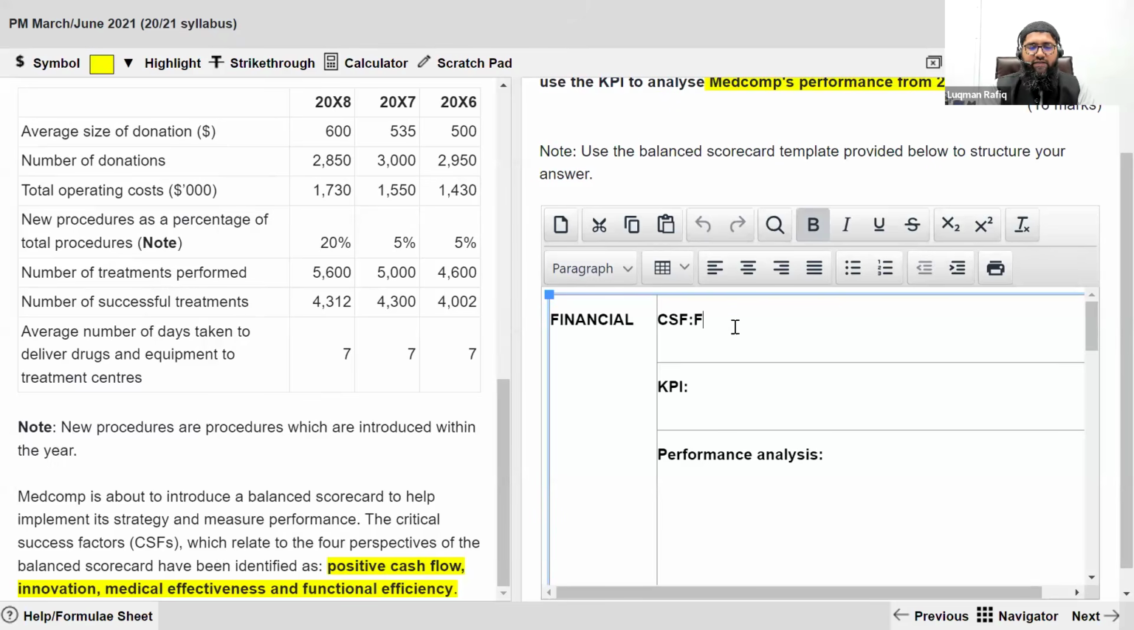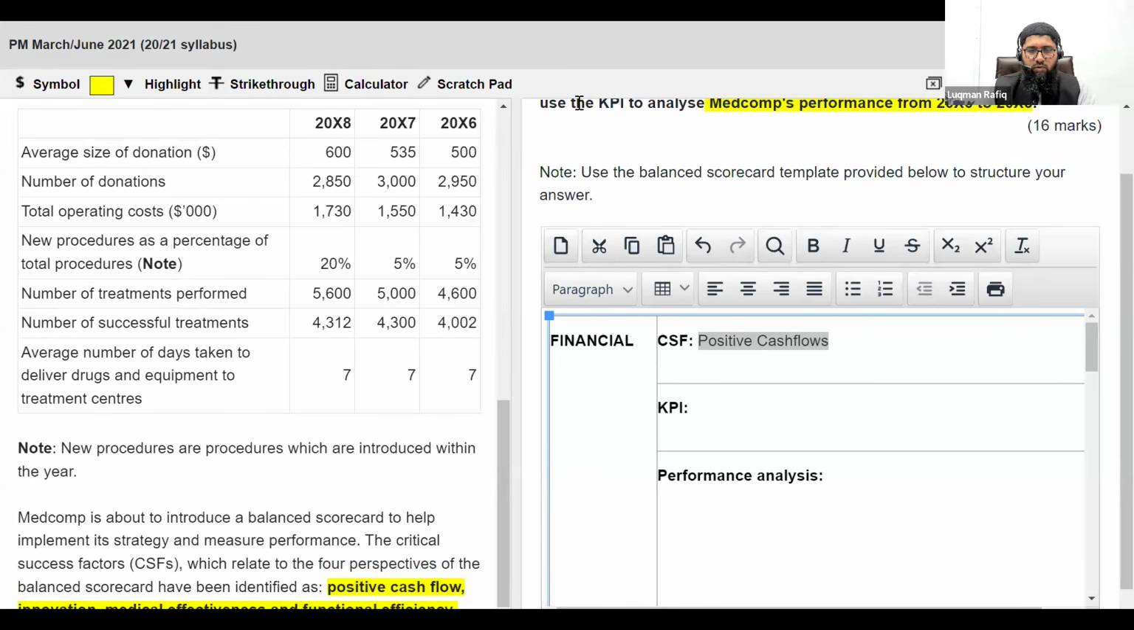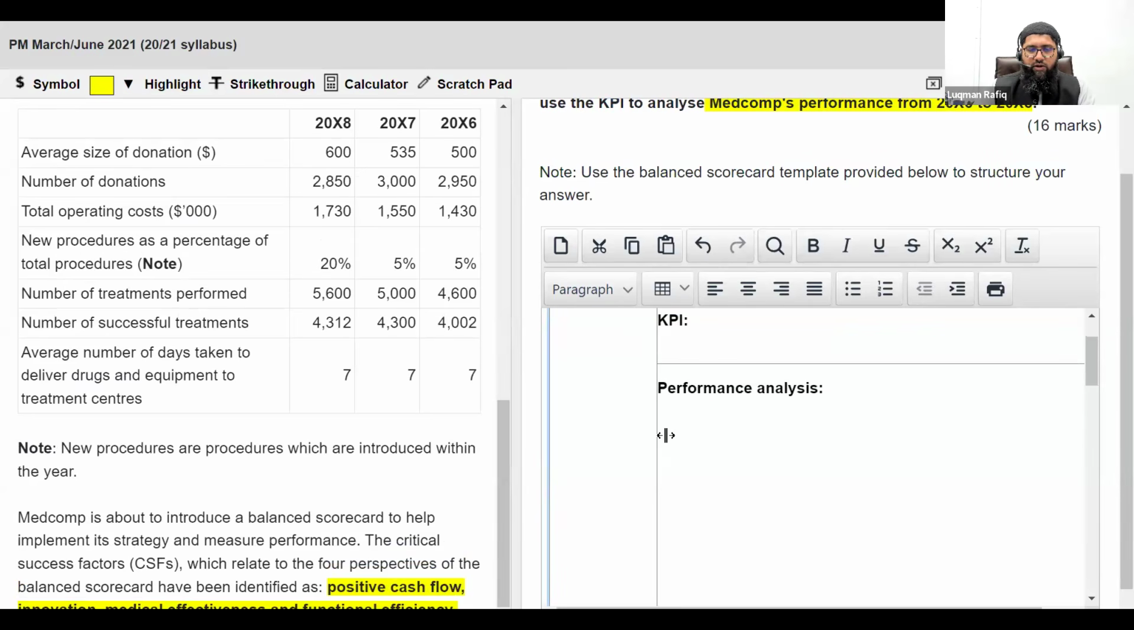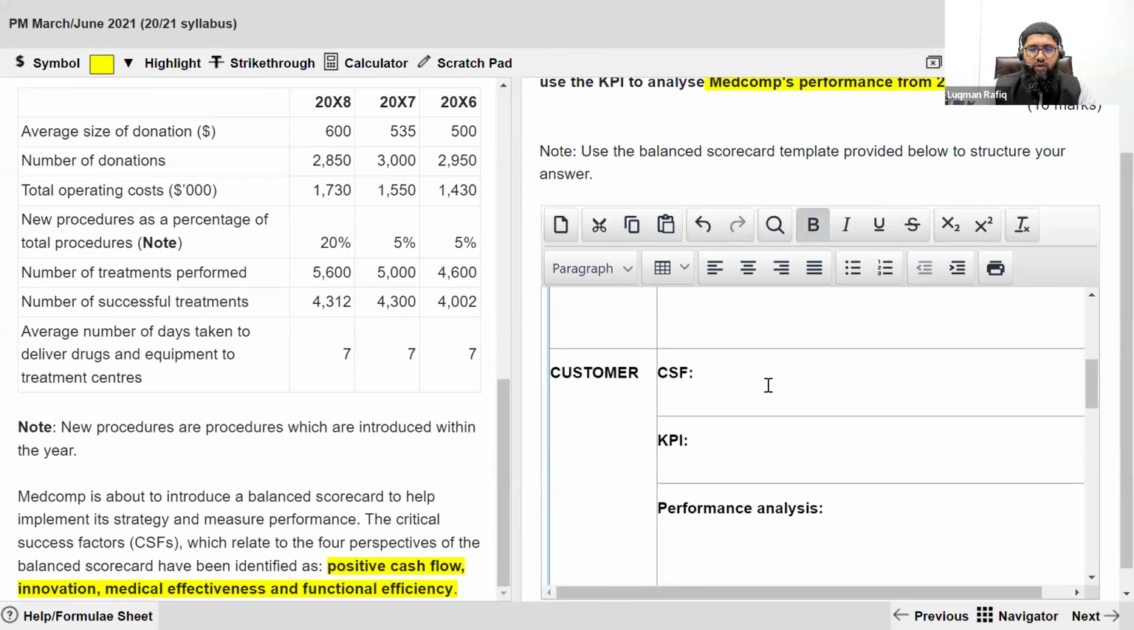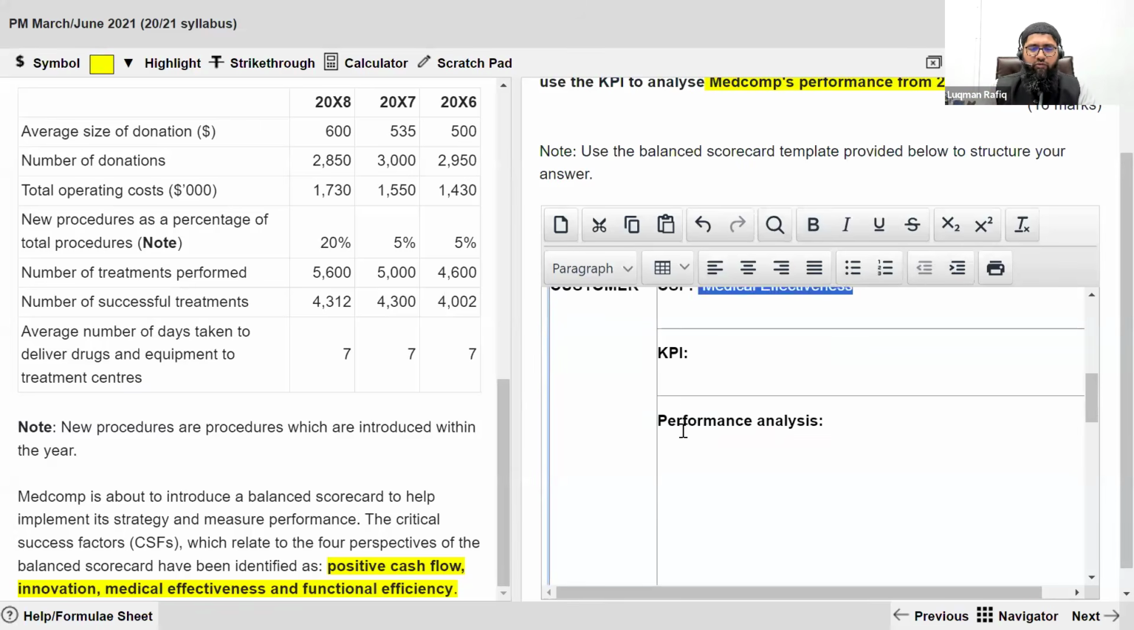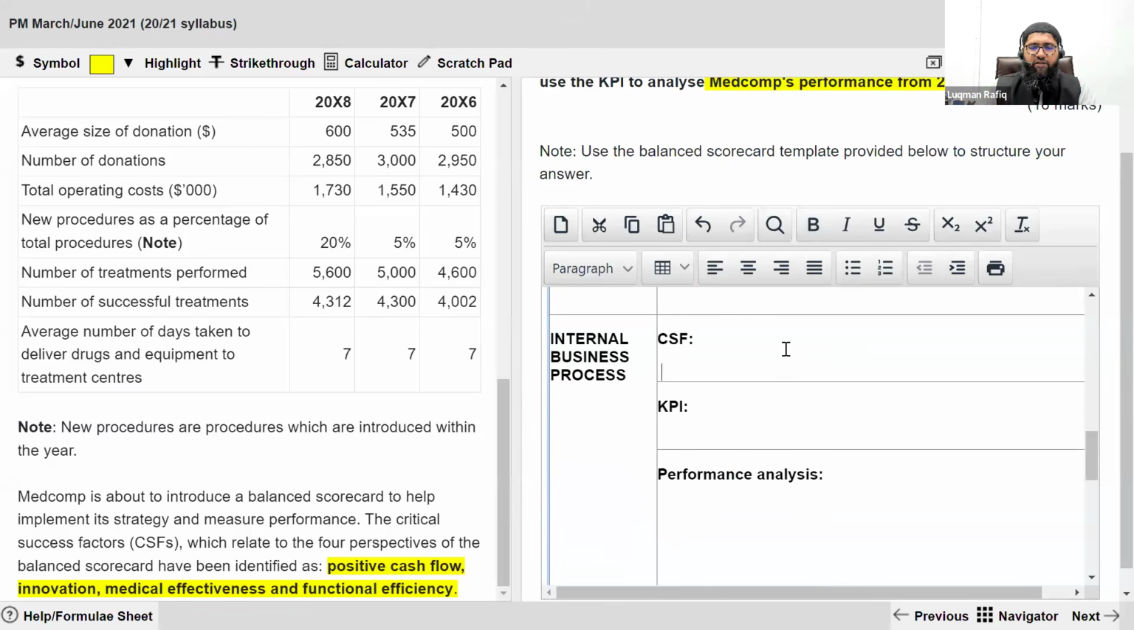Obviously, the critical success factor for the financial perspective is going to be the positive cash flows. Then we have the other ones, the customer perspective. What is the customer perspective going to be? That is the medical effectiveness. The customers are coming to you, why? To get cured. The customers would be happy if you would actually cure them. So that's medical effectiveness.